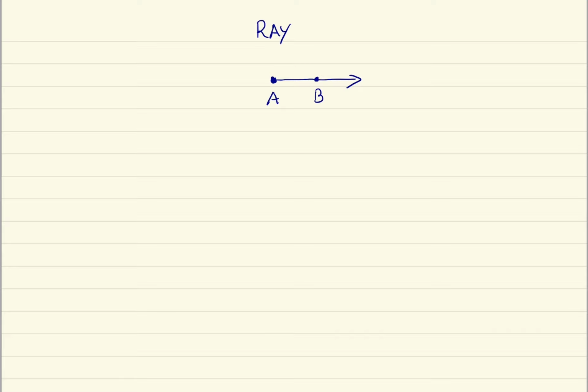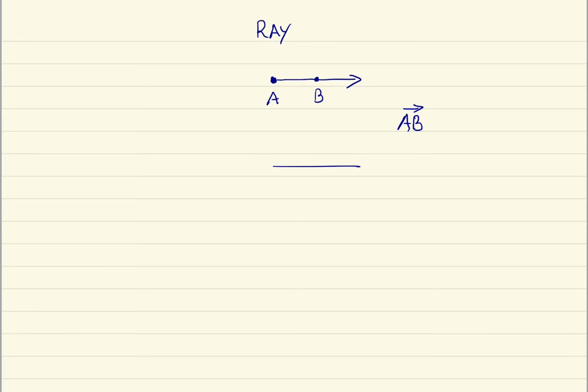You can signify this ray as AB with an arrow at the top, so you can see A is the starting point, the endpoint, and B is all points. So it can be C, it can be any other letter, but all points that continue in the direction away from A.